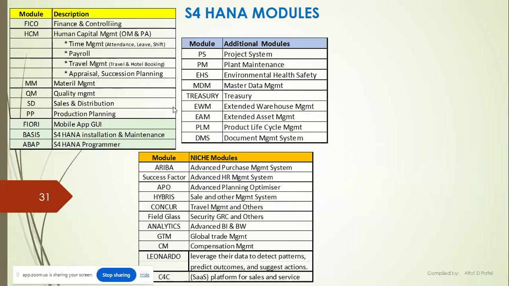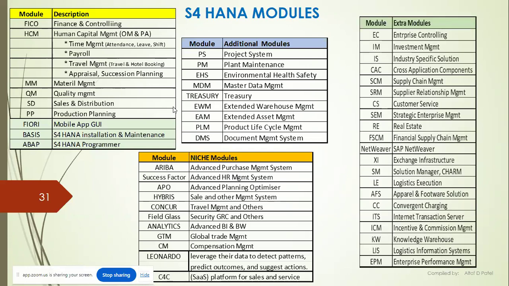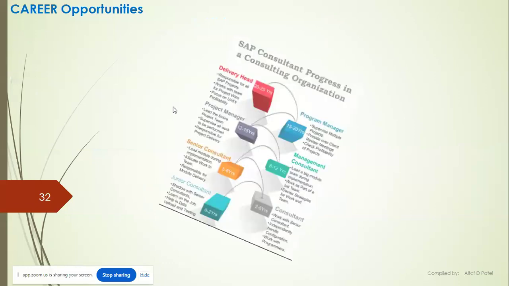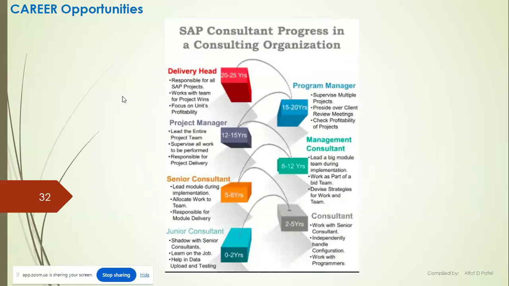So see, number of modules are so many. Each you can become an expert on 1 or 2 only, then you increase. So this is the junior consultant, 0 to 2 years. Shadow with senior consultant, learn on job. Then to become a senior consultant, 5 to 8 years. Lead in manufacturing, project manager, delivery head. This is how the growth will happen.